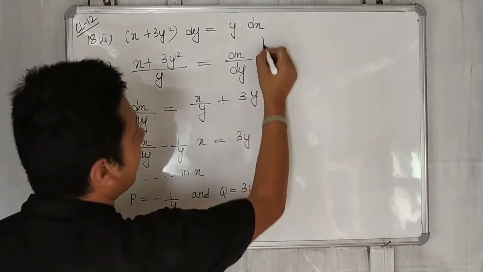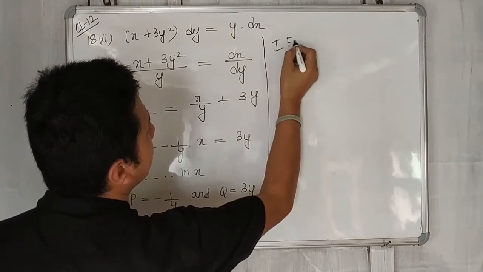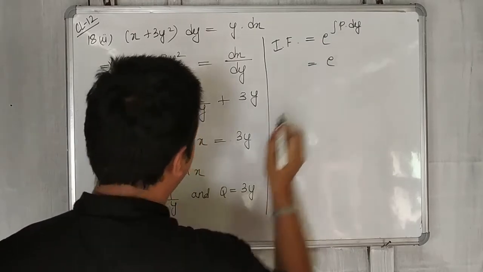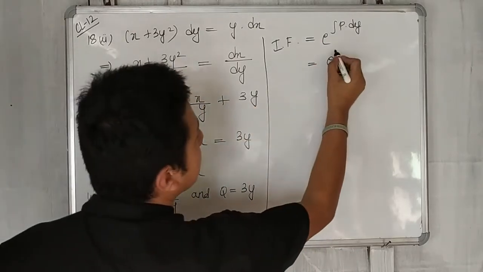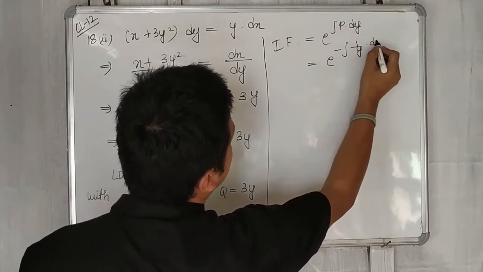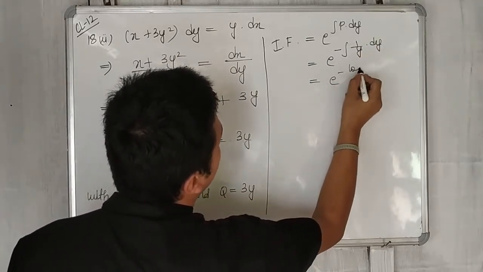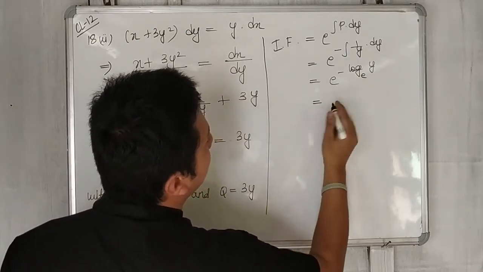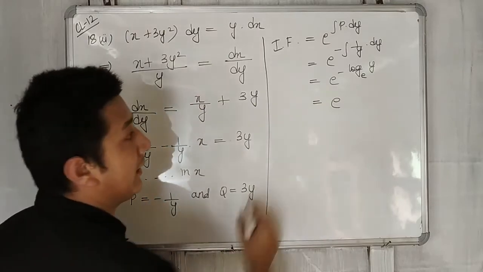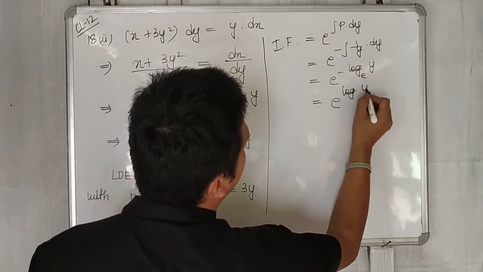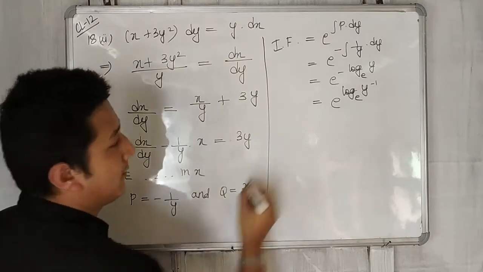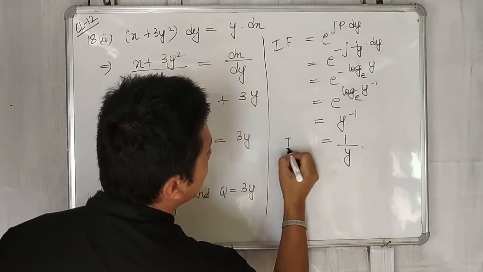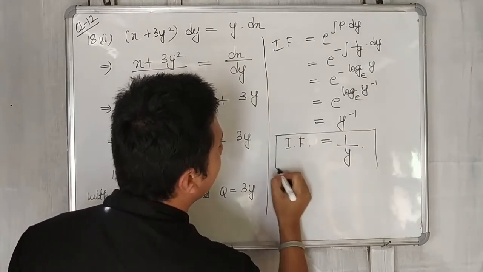We'll find the integrating factor. Its integrating factor is given by e to the power integration P into dy. So e to the power, the value for P is minus 1 by y dy, where minus is a constant. Therefore this is minus log y, base e. If the coefficient of log is minus, take it to the power, it becomes log y to the power minus 1, base e. Therefore this is y to the power minus 1, which is 1 by y. So hence the value for integrating factor is 1 by y.